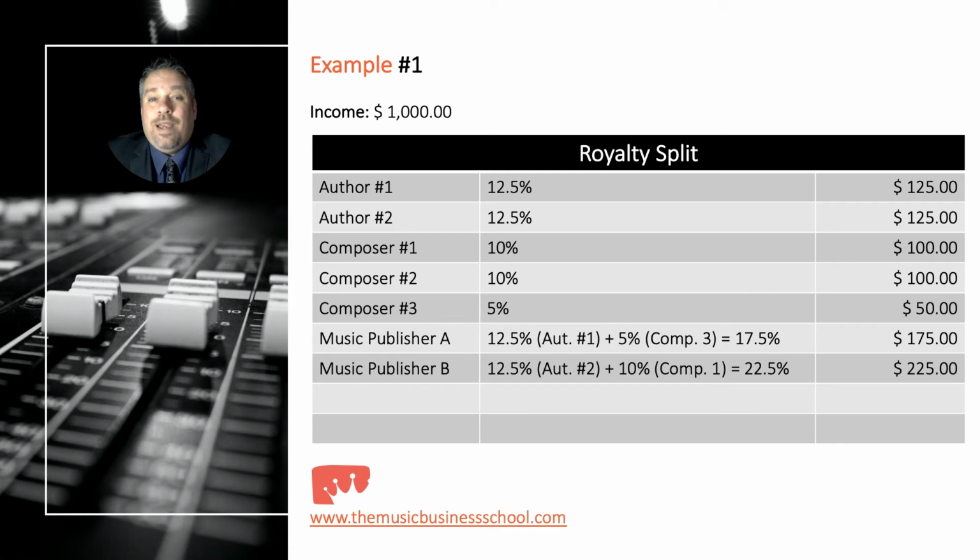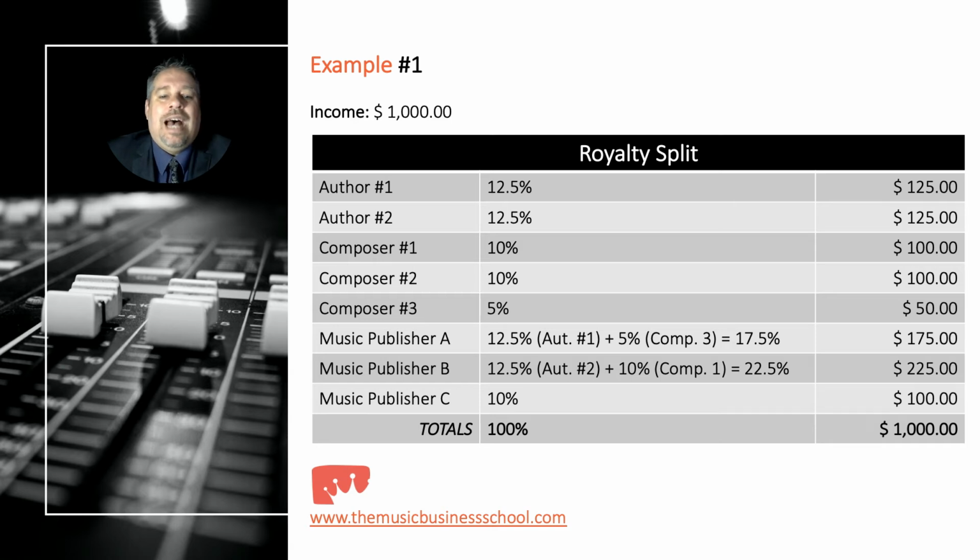$175. Same situation happens with publisher B, which means 12.5% comes from author number 2, and 10% comes from composer number 1, and that equals 22.5% here. So the 22.5% represents $225. So that's the guy who's going to receive the most money out of this deal. Okay, publisher C, 10% total, which is $100. So again, if you calculate all the numbers here, you'll find out that that equals 100%, as I said earlier. So this is how the split would happen in that example here.